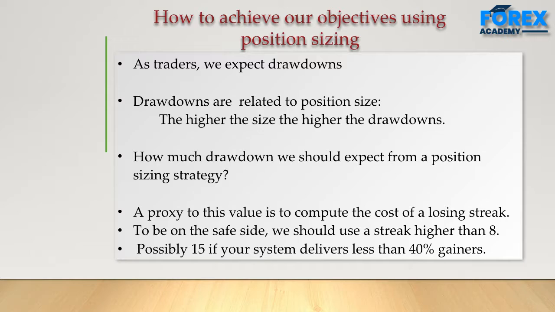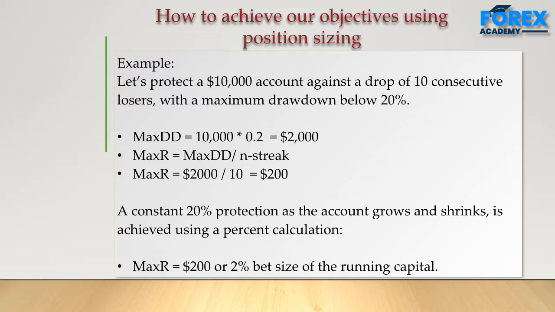If we wanted to be on the safe side, we should use a streak higher than 8, possibly 15, if your system delivers less than 40% gainers. Example. A trader with a $10,000 account wants to be protected against a drop of 10 consecutive losers, and with a maximum drawdown below 20%. Max drawdown equals $10,000 multiplied by 0.2, which is equal to $2,000. Max risk equals max drawdown divided by the end streak we want to be protected against. Therefore, max risk equals $2,000 divided by 10, which is equal to $200.